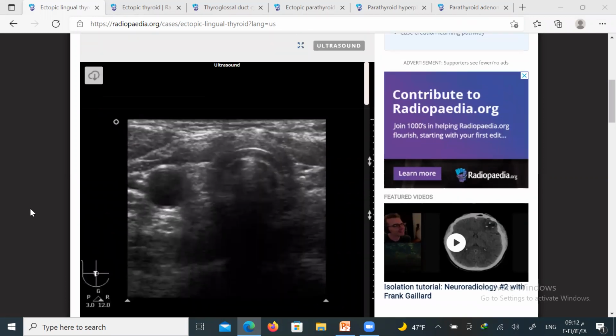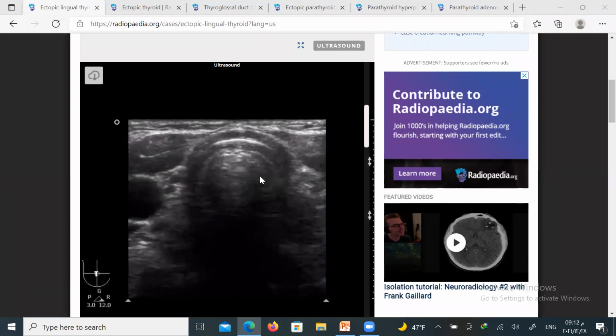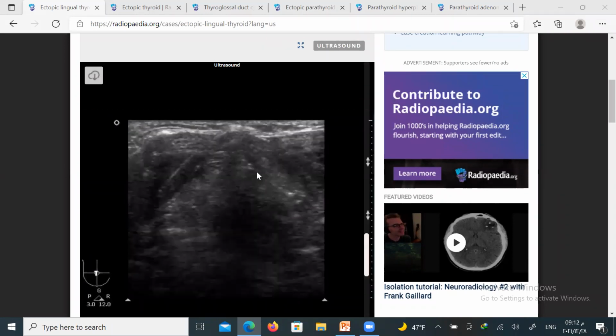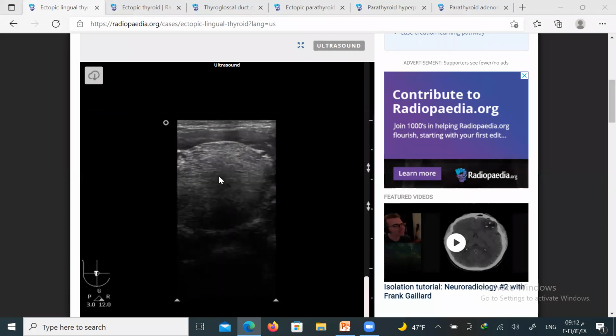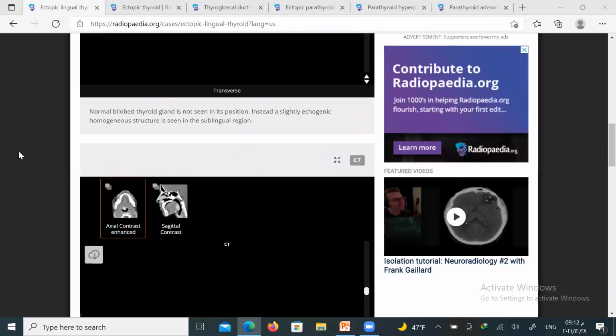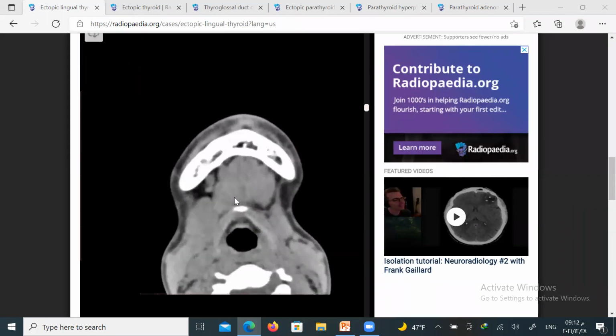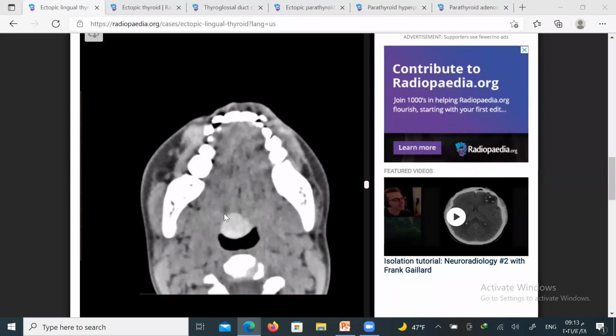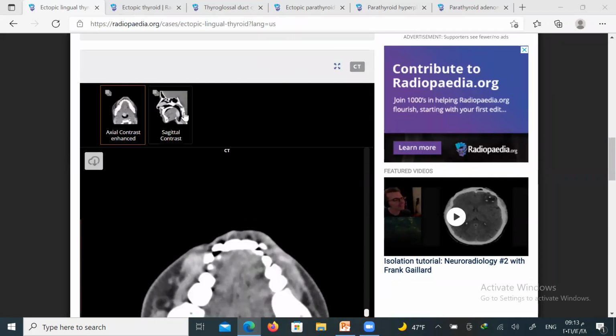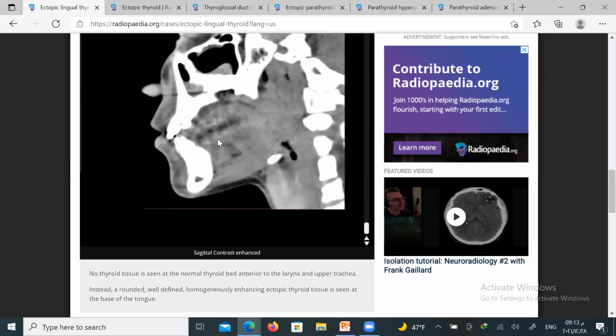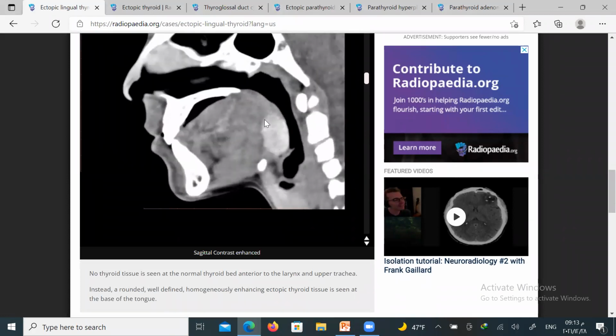This case from Radiopaedia is about lingual thyroid in an ectopic site. This is a transverse view of ultrasound of the neck in which we cannot see the thyroid gland in its normal site. As we ascend, we can see the thyroid gland in the region of the tongue. And in the CT, we can see clearly the ectopic site in the tongue. This is the tongue and this is the thyroid tissue. In the sagittal image, we can see clearly the ectopic gland. This is the ectopic thyroid tissue.